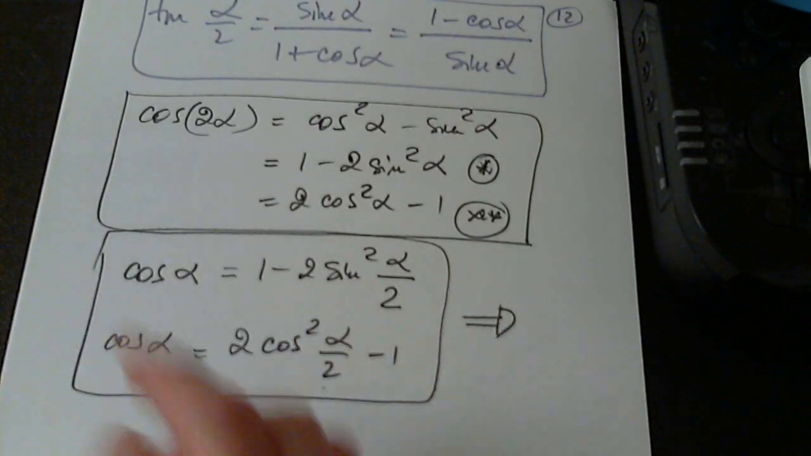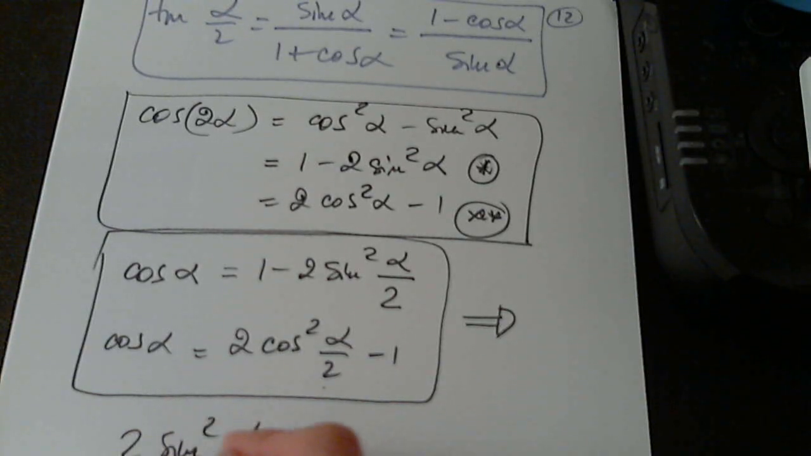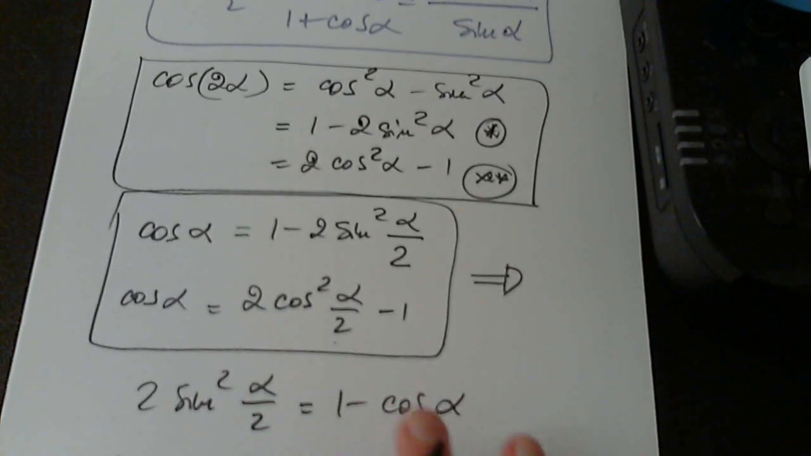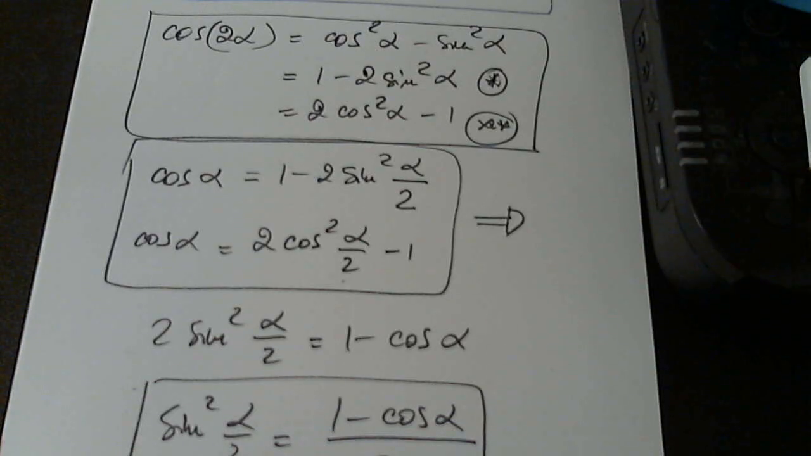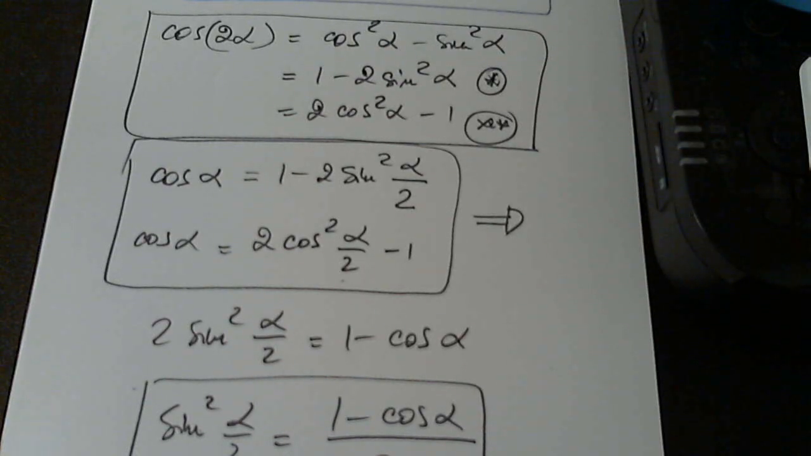So 2 sine squared alpha over 2 equals 1 minus cosine alpha. This is a tremendously important formula in Calc 2. So sine squared alpha over 2 is (1 minus cosine alpha) over 2. If I want to solve for sine, I have to take the square root. Sine alpha over 2 is plus or minus the square root of (1 minus cosine alpha) over 2. Very, very important formula.